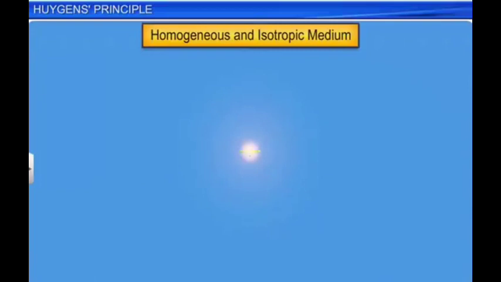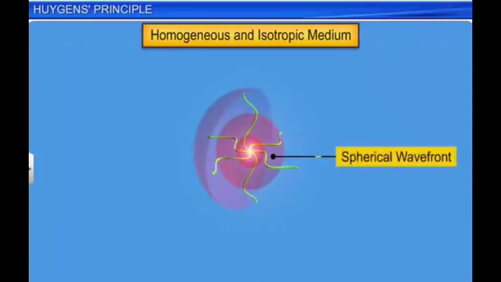The loci of all points which have the same amplitude and vibrate in the same phase form a sphere with its center at the source of light. Hence, a spherical wave front is generated when a point light source is placed in a homogeneous medium.